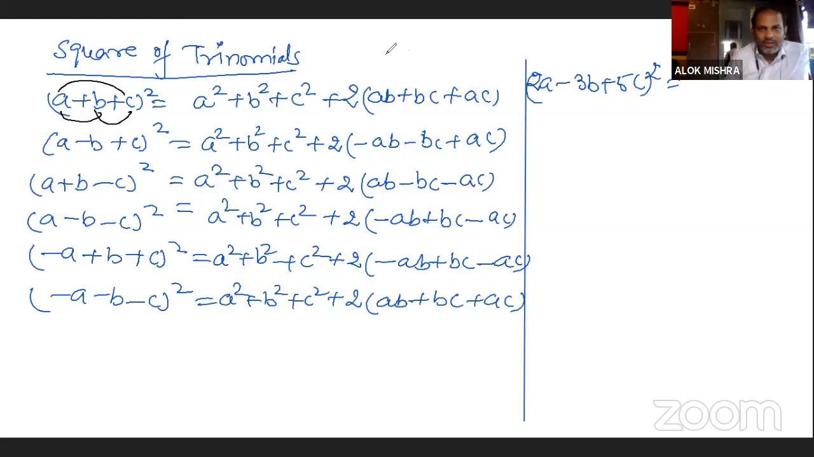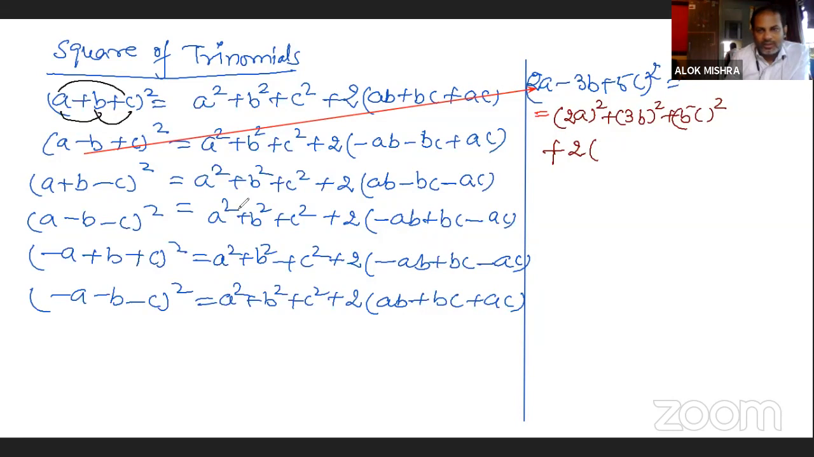So which is the formula that I can refer to? This is the formula which can be referred to. You can see it's plus minus plus, plus minus plus. Fine. So what have I written? Square of the first term. So without much tension, I can simply write 2a the whole square plus 3b the whole square plus 5c the whole square. Next, plus 2 will be outside the bracket anyhow.